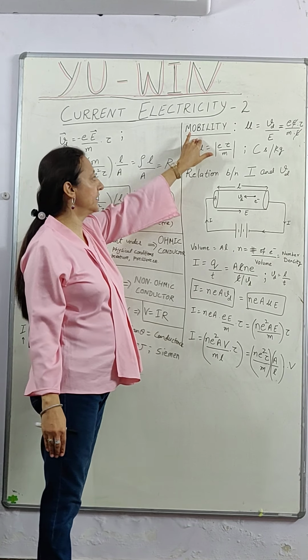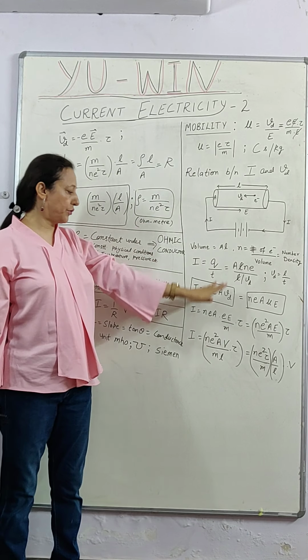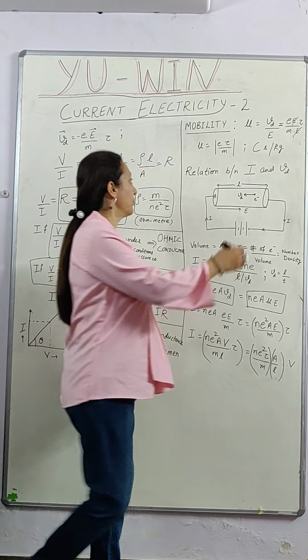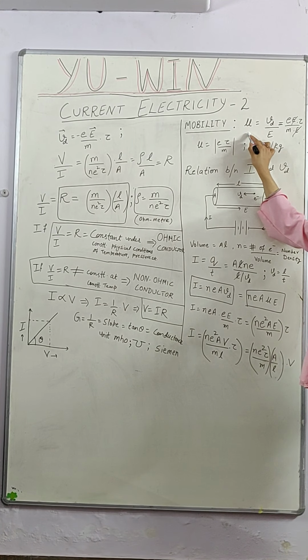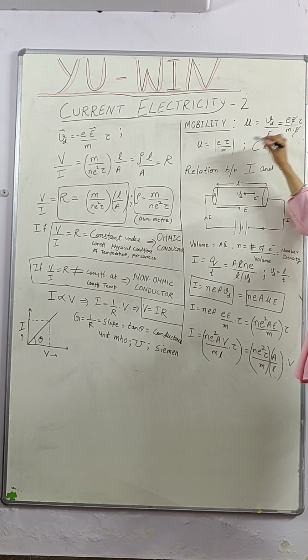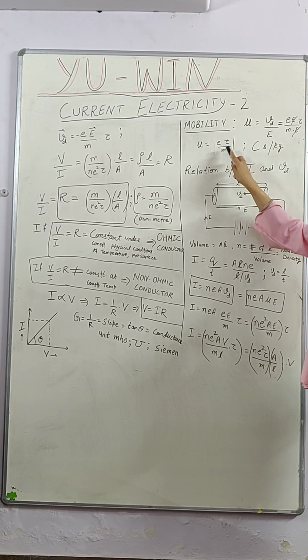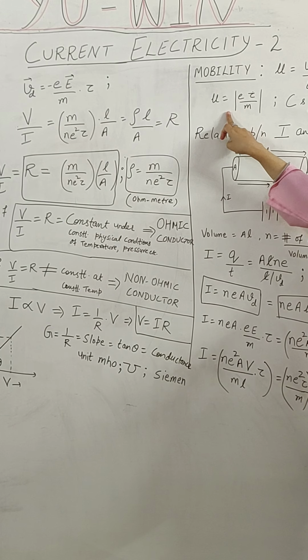In this chapter of current electricity, there are a number of short topics on the basis of which 1 marker or 2 marker questions can be asked. So the next thing is the mobility. Now what is the mobility? Mobility is defined as drift velocity per unit electric field. So drift velocity is E by m into tau per unit electric field. E will get cancelled, and we are left with E tau by m. Now one thing that you need to remember here is that mobility is always positive.